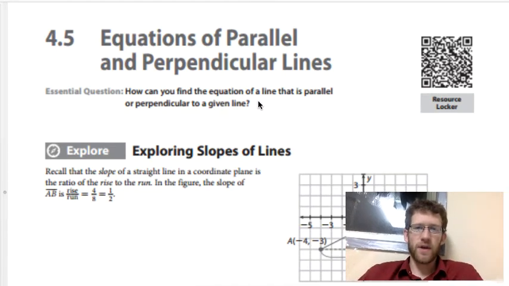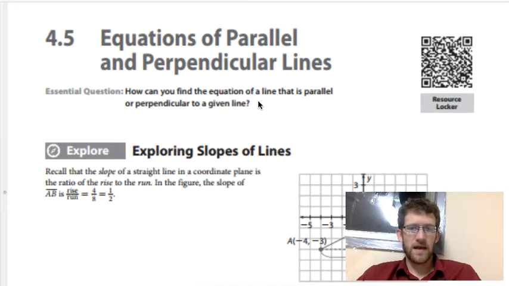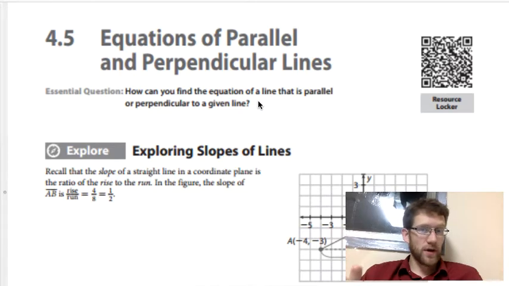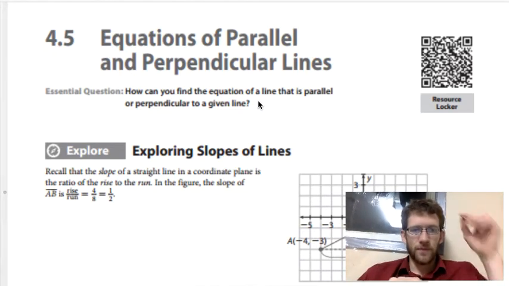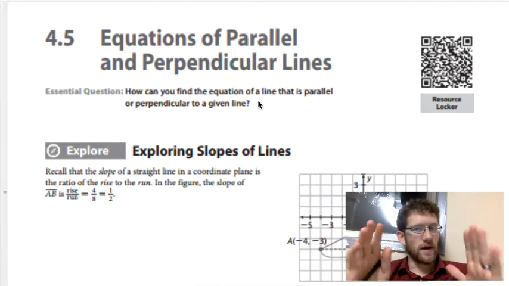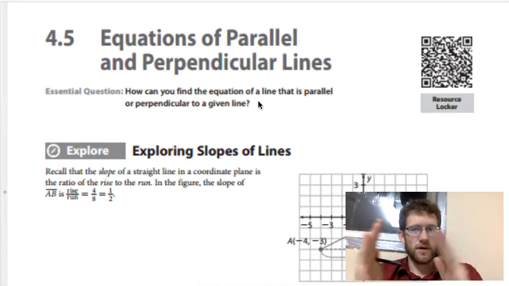4.5, we're doing equations of parallel and perpendicular lines. If you think you're already pretty good at graphing, if you're like, yeah, I got graphing, I'm great at that, then go ahead and skip toward the end. If you need more practice on graphing, just a quick review on those equations and stuff, then go ahead and watch this first part.